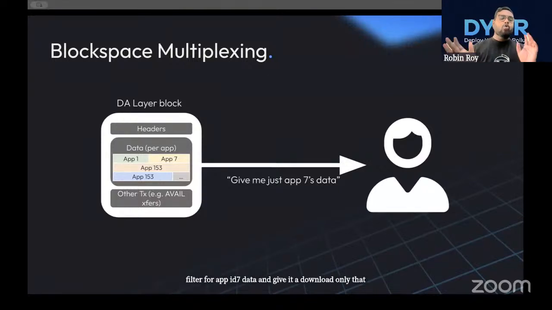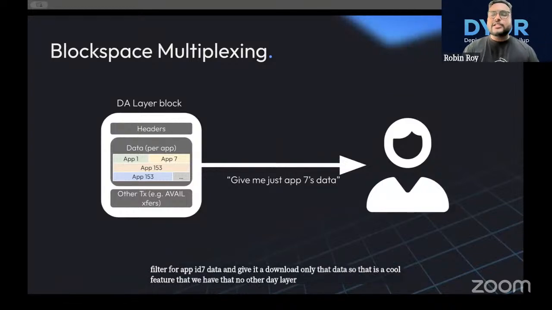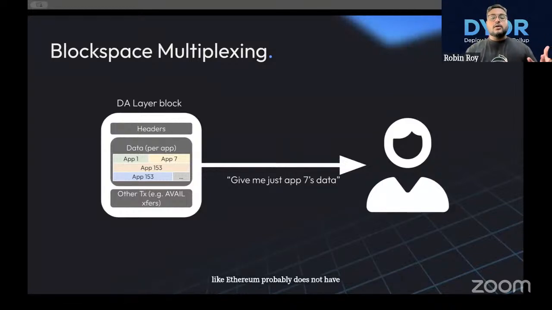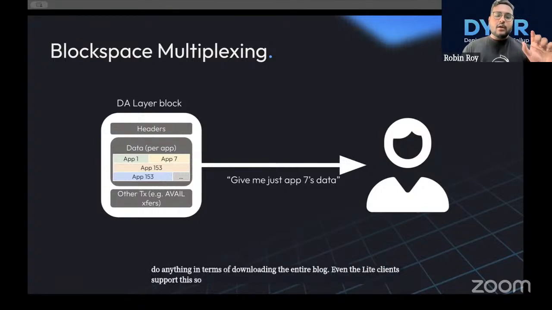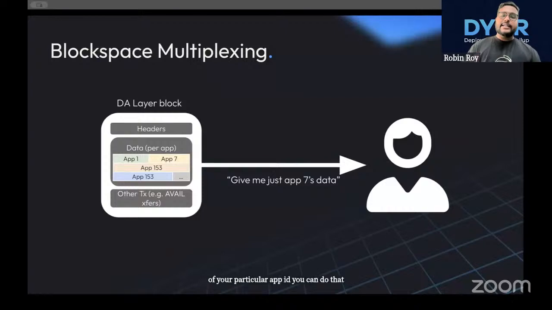So that is a cool feature that we have that no other data layer, like Ethereum, probably does not have. So yeah, we provide that as well. So you don't have to do anything in terms of downloading the entire block. Even the light clients support this. So if you want to just sample and reconstruct the data of your particular app ID, you can do that using the light clients as well. So you don't have to, again, use a lot of resources for other rollups' data.